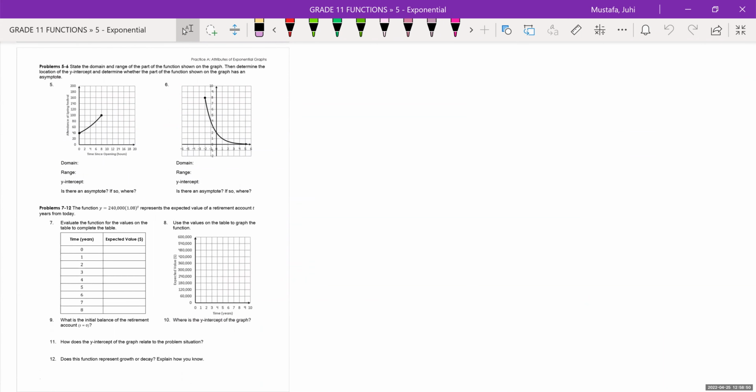And like I said, I will post the solutions on Brightspace. By the way, you don't have to do problems 7 to 12 unless you wanted to take out your calculator and graph it and all that stuff.